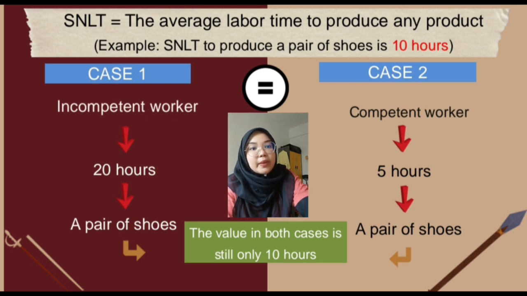Let's say a pair of shoes requires 10 hours of labor on average. The cost of this typical socially necessary labor establishes the shoe's value.